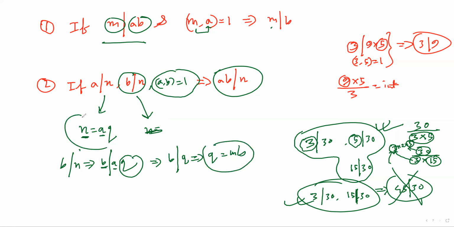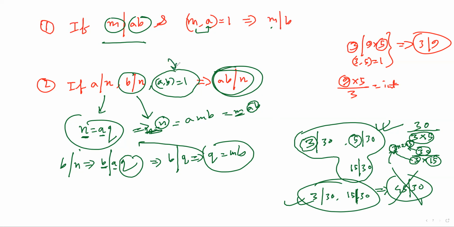Now Q is MB and N is AQ, so put this expression of Q here to get N equals A times, in place of Q, just write MB. This can be rearranged as MAB. So you can see that N is an integer multiple of AB. So N is divisible by AB, we just proved it. And the argument actually used the criterion that A and B are co-prime. If this wasn't mentioned, we couldn't argue that B is a divisor of Q. This is the place where the argument would break down, right?